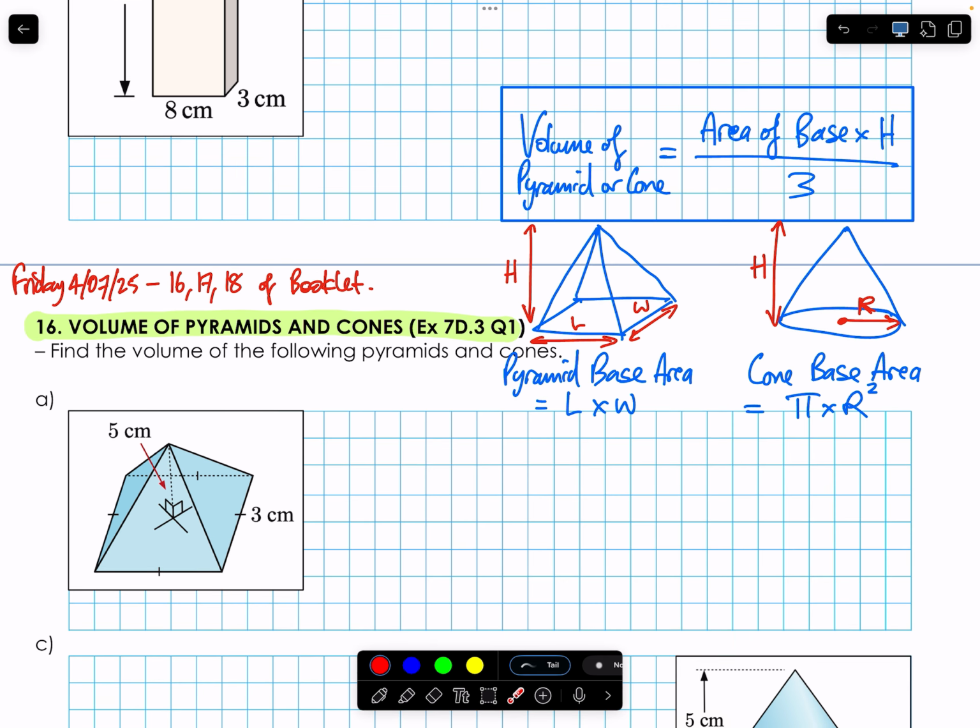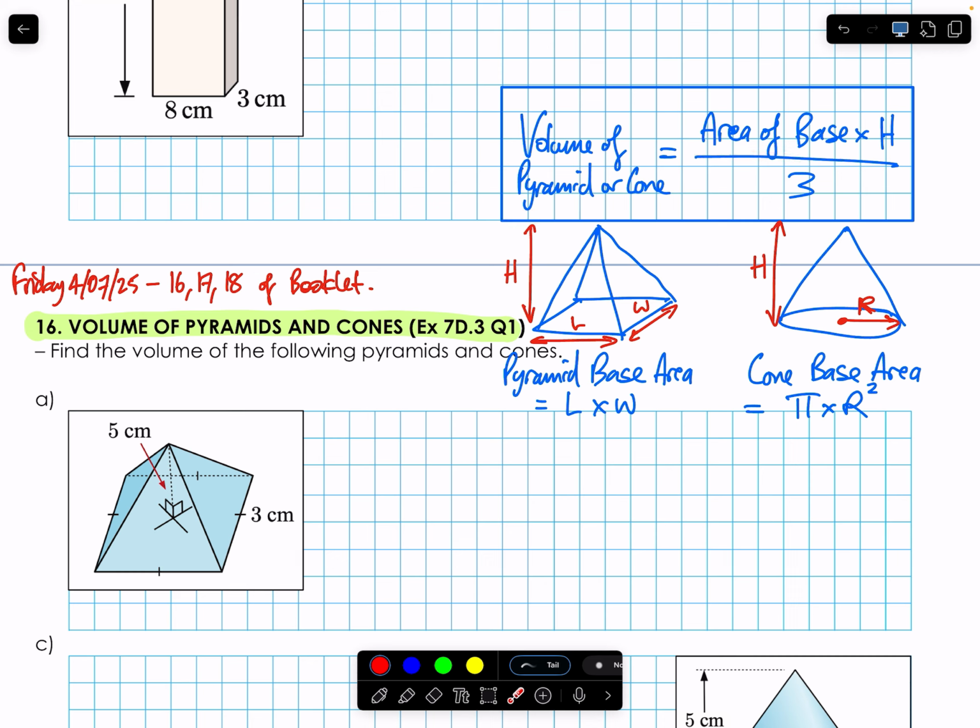So it's just base times height divided by 3? No, the area of the base times by the height divided by 3. That's where the only trick comes: the area of the base is different if it's a pyramid, because a pyramid's base is either a rectangle or a square. How do you find the area of a rectangle or a square? Length times width. So if you're doing a pyramid, the area of your base is going to be length times width. And then you'll times it by height, and then you divide the answer by 3.